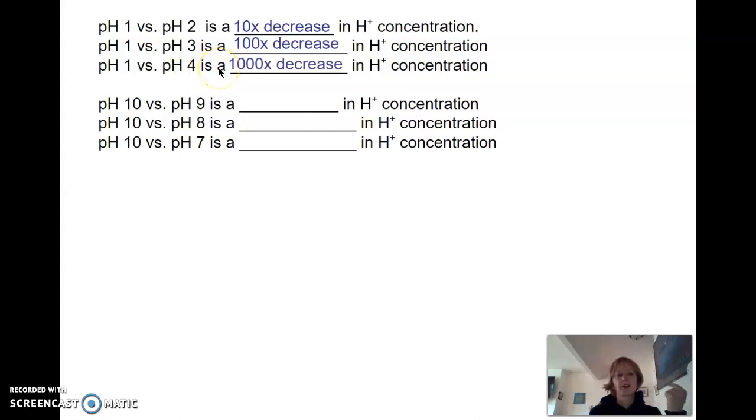So the thing to keep in mind is when the pH goes up, your hydrogen ion concentration goes down. A pH of 1 is 10, pH of 2 is 100, pH of 3 is 1,000. Now the opposite is also true. If you're going from 10 to 9, you're becoming more acidic, so you're going up 10 times in hydrogen ion concentration. If you're going down by 2, you guessed it, it's going to be a 100 times increase in hydrogen ion concentration. And from 10 to 7 would be a 1,000 times increase. So hopefully that makes sense.